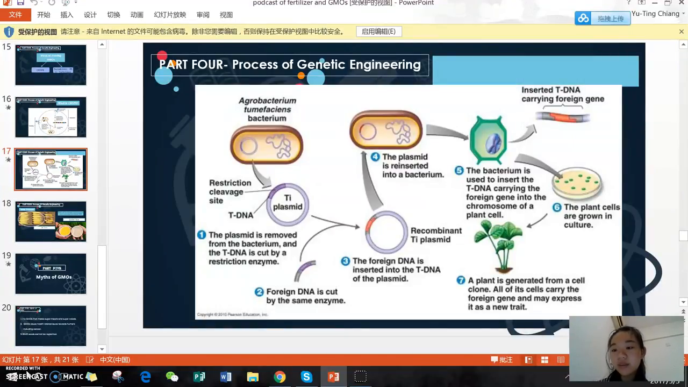And as the foreign gene is being sent to the chromosome, the plant cells are grown in culture. There's a seed, and then when it's growing, the plant itself from the growing process is being cell cloned, and all of the cells are carrying foreign genes and may express it as a new trait.